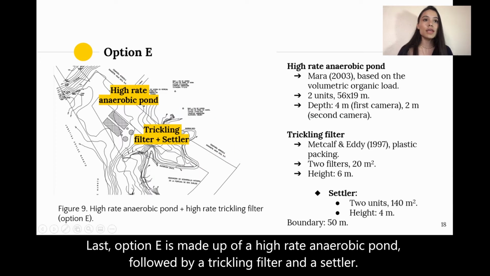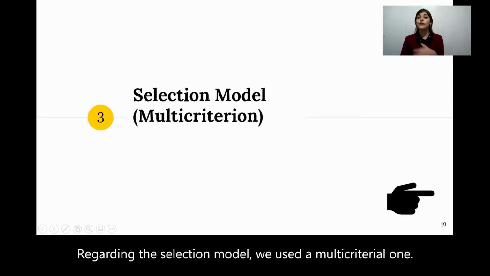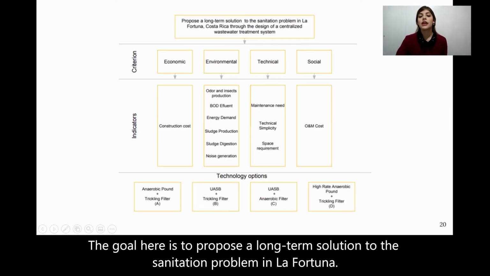Last, option E is made up of a high-rate anaerobic pond, followed by a trickling filter and a settler. Each technology has 2 units. The dimensions and boundary are on the right. Regarding the selection model, we used a multi-criterion one. The goal here is to propose a long-term solution to the sanitation problem in La Fortuna.